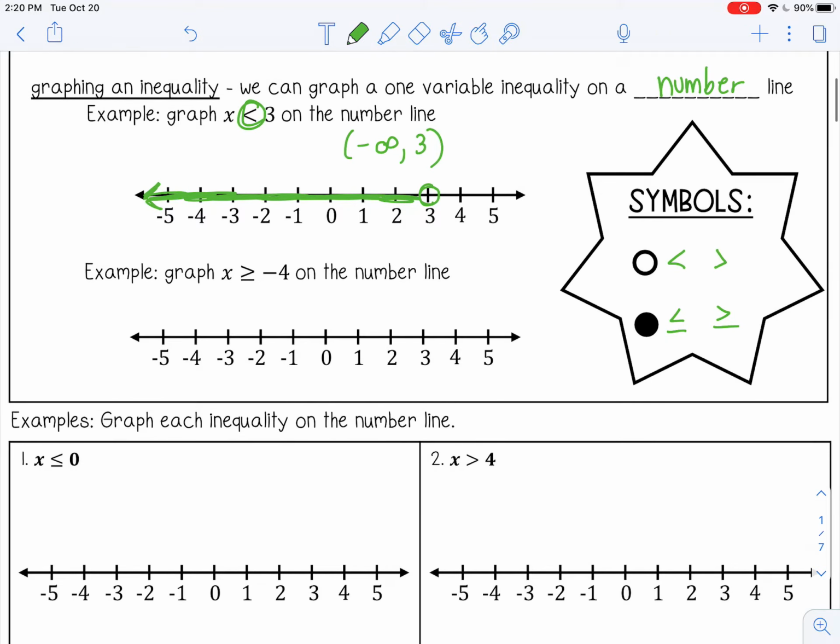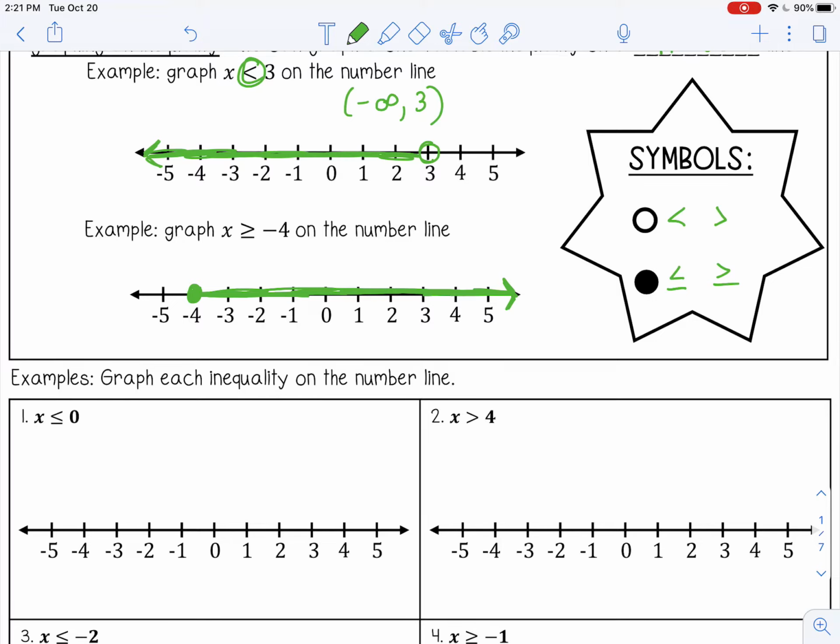All right. The next example, graph x is greater than or equal to -4. So because this is greater than or equal to, we're going to use a closed circle on -4. And we're going to shade the direction the inequality sign points, so to the right. Including the arrow because it keeps going forever in the positive direction. So all of those numbers, including -4, make the inequality true. They are the solutions to the inequality.